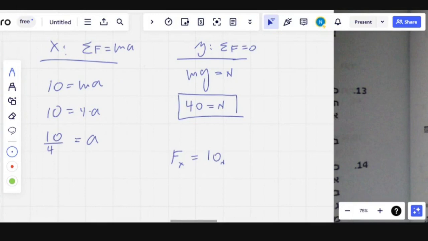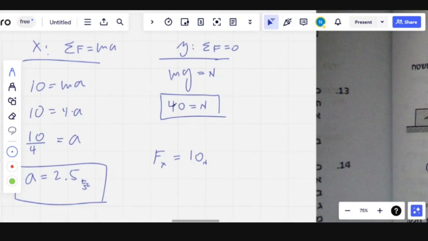So how much is 10 divided by 4? It's 5 divided by 2, it's 2.5. So a equals 2.5 meters per second squared. This is the acceleration on the x-axis. But that's not the normal force. This is only the acceleration.